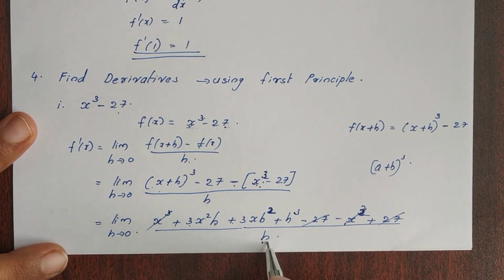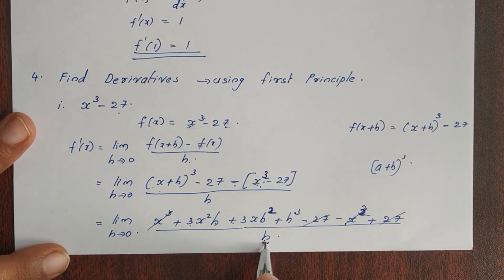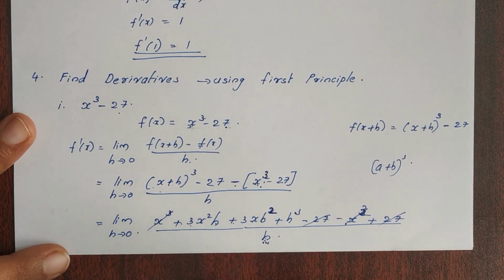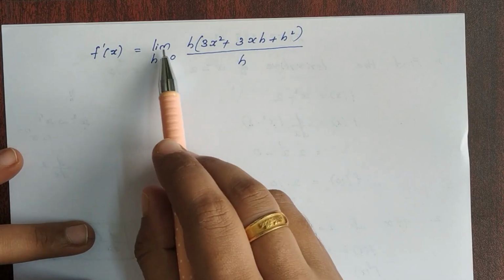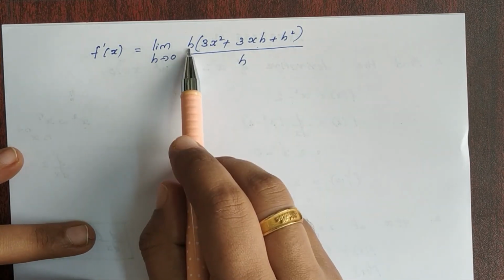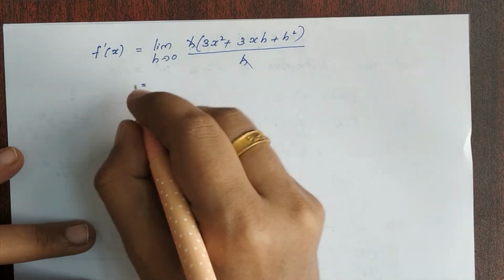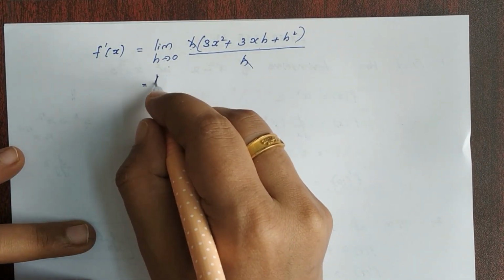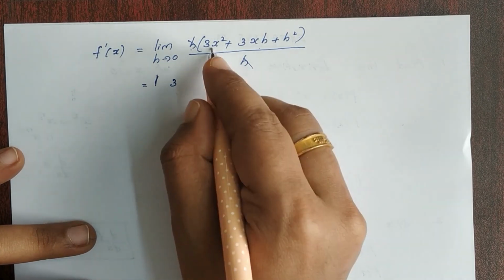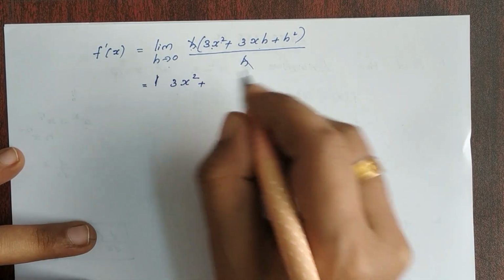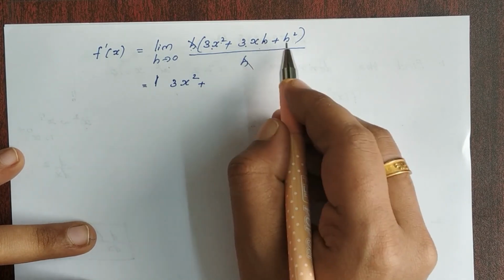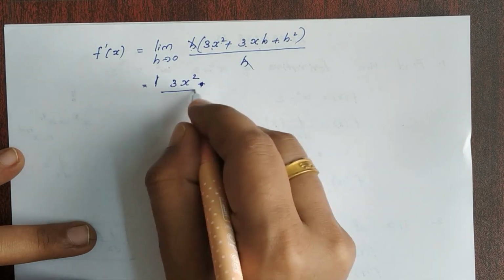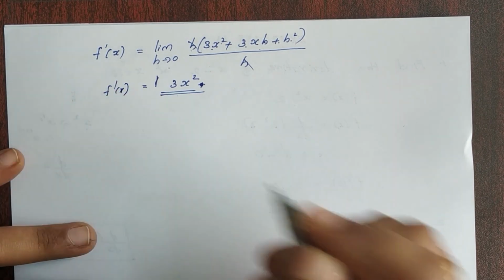If we apply the limit now, the denominator becomes 0, which is not defined. So we take h common in the numerator, and the h in the numerator and denominator cancels. Then every term in the numerator has h, and the h cancels. Now applying the limit, 3 into x square is a constant, plus 3x into 0, that is 0, plus 0. So we get 3x square. That is f dash x is equal to 3x square.